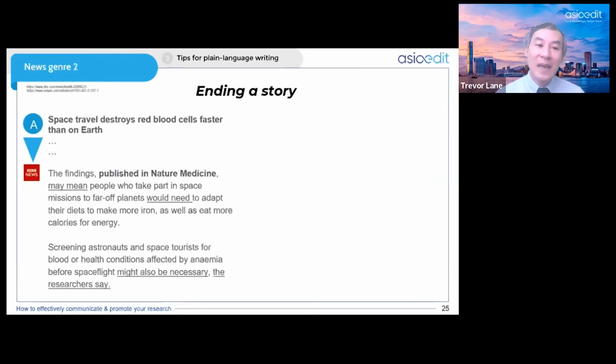Now, how does the story end? So we want to talk about the tip. We want the least important part, but we want to end in a good way too. Here the news people have put the source, Nature Medicine, and then they've put the most tentative part, the future. So it may mean this, would need that, might be necessary, and then again, they say that the researchers said it. It's not the reporters saying it. So something might be necessary, the researchers say.